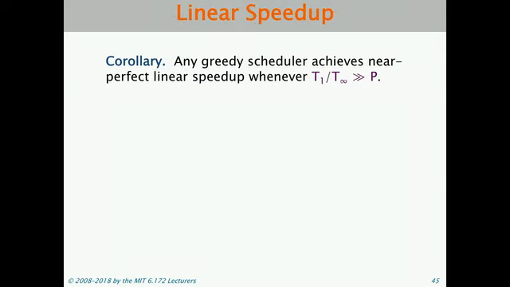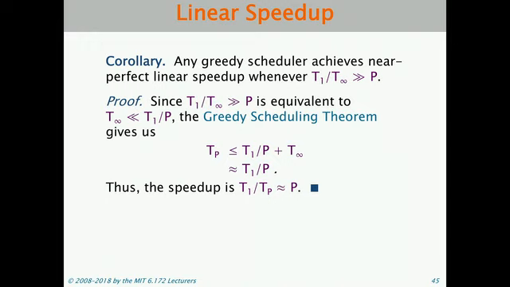Here's another corollary. This is a more interesting corollary. It says that any greedy scheduler achieves near perfect linear speedup whenever T1 divided by T infinity is greater than or equal to P. To see why this is true, if we have that T1 over T infinity is much greater than P, where the double arrows mean that the left-hand side is much greater than the right-hand side, then this means that the span is much less than T1 over P. The greedy scheduling theorem gives us that TP is less than or equal to T1 over P plus T infinity, but T infinity is much less than T1 over P, so the first term dominates, and we have that TP is approximately equal to T1 over P. And therefore, the speedup you get is T1 over TP, which is P, and this is linear speedup.